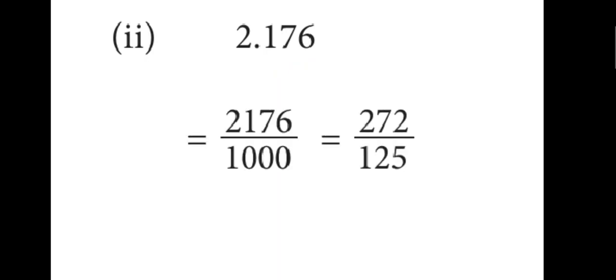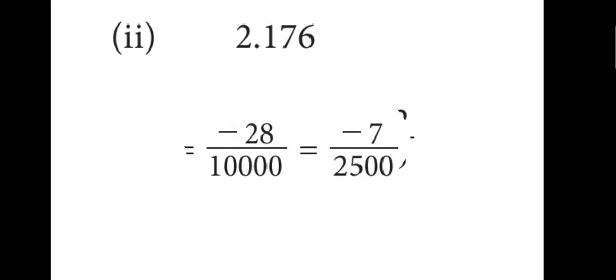Similarly, 2.176. After the decimal point, how many digits do we have? 3. So we should divide by 1000 without the decimal point. When we simplify by cancelling the numbers, we will get 272/125. We can cancel by 8, or by 2 one by one. So finally we will get 272/125.